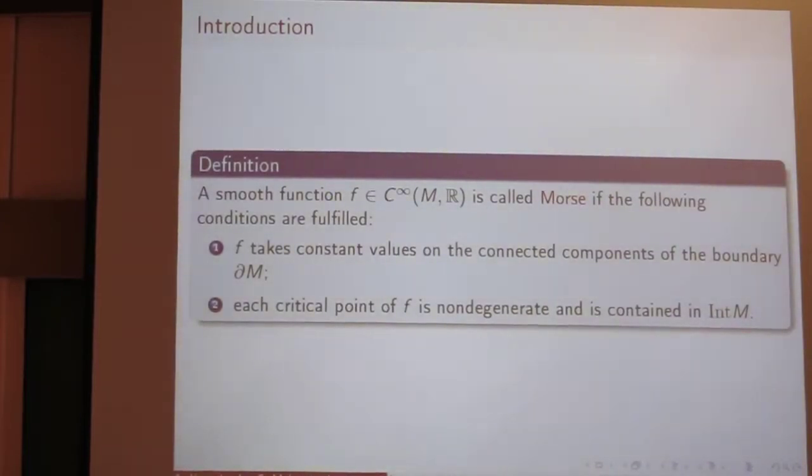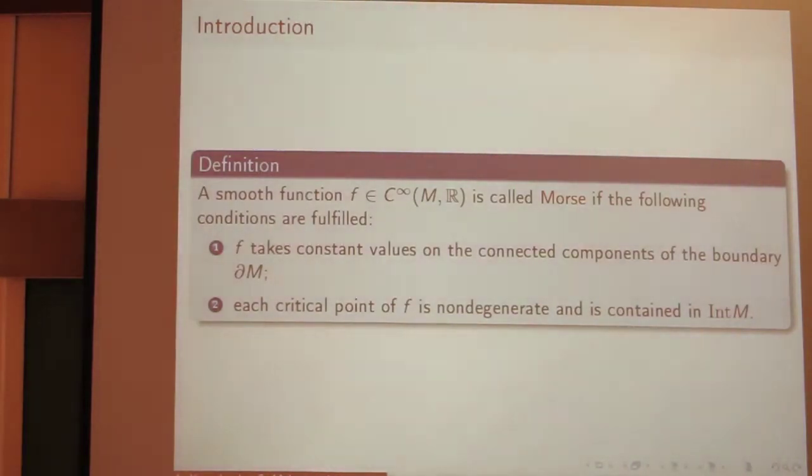A smooth function F is called Morse if the following conditions are fulfilled. First, F takes constant values on the connected components of the boundary of M, and second, each critical point of F is non-degenerate and is contained in the interior of M.